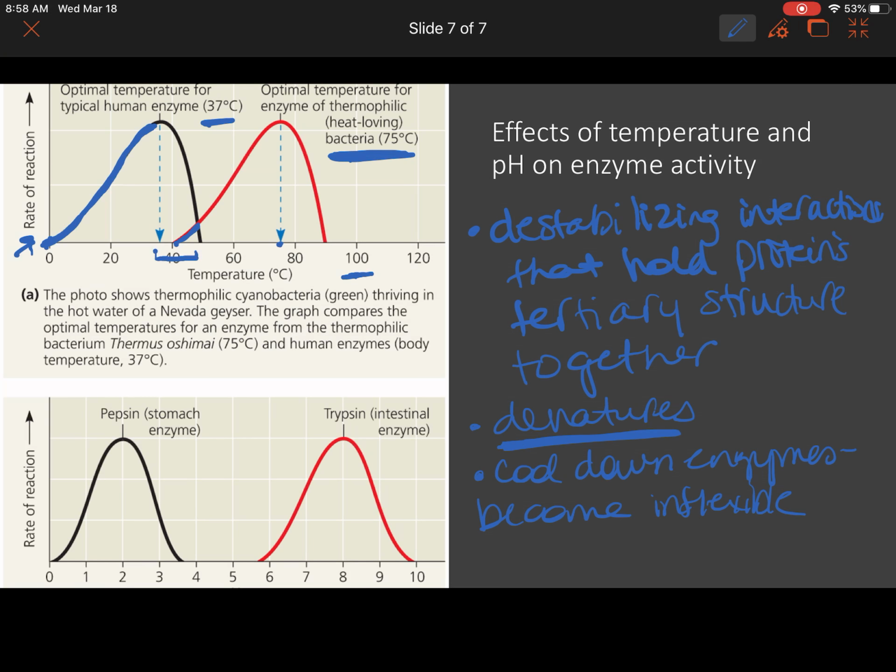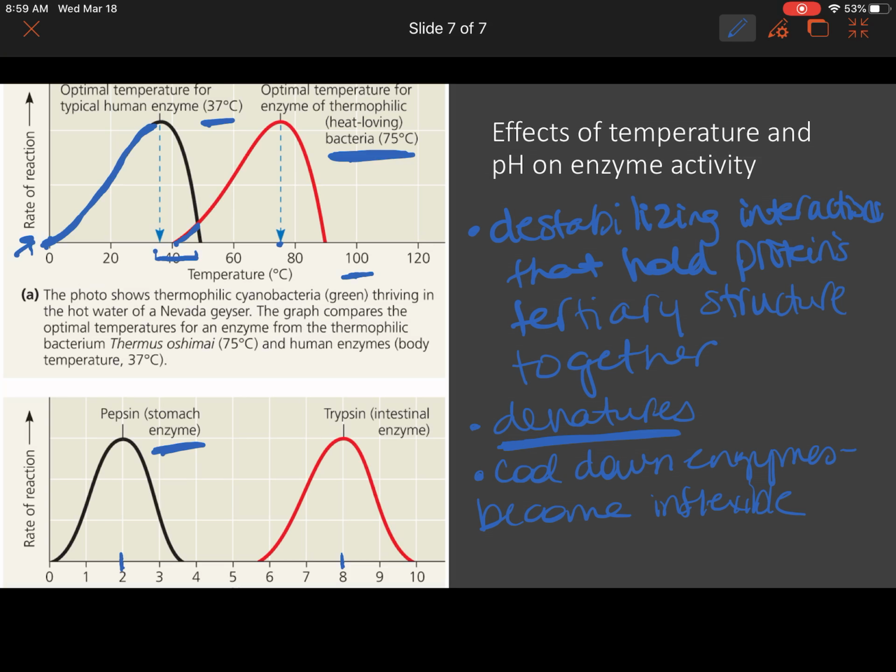Okay, so down here on the bottom, we've got the effects of pH on enzyme activity. Both of these are human enzymes. Pepsin works in the stomach. Well, what do you know about the stomach environment? It's really acidic. Pepsin works best at a pH of 2. Well, the stomach is really about the only place in the human body where you're going to have pH of 2. That's crazy acidic. Trypsin, on the other hand, works in the intestines, and it has an optimal pH of 8. On either side of those optimum pHs, the enzymes will begin to denature.